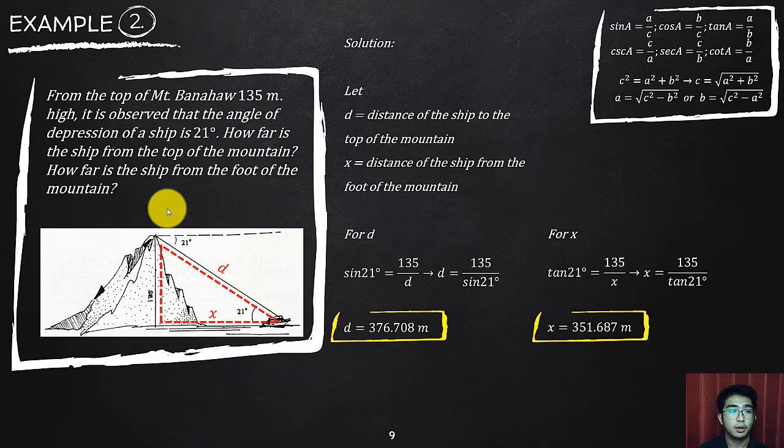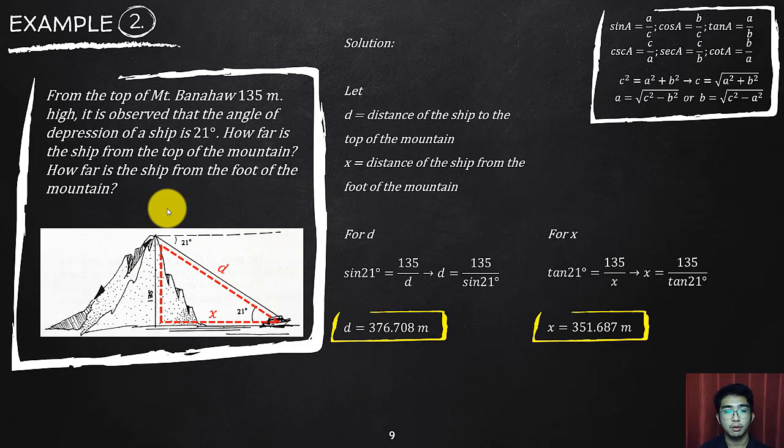Okay. So from the top of Mount Banahaw, 135 meters high, it is observed that the angle of depression, okay, of a ship is 21 degrees. How far is the ship from the top of the mountain, and how far is the ship from the foot of the mountain? Okay, so this time we have an angle of depression.